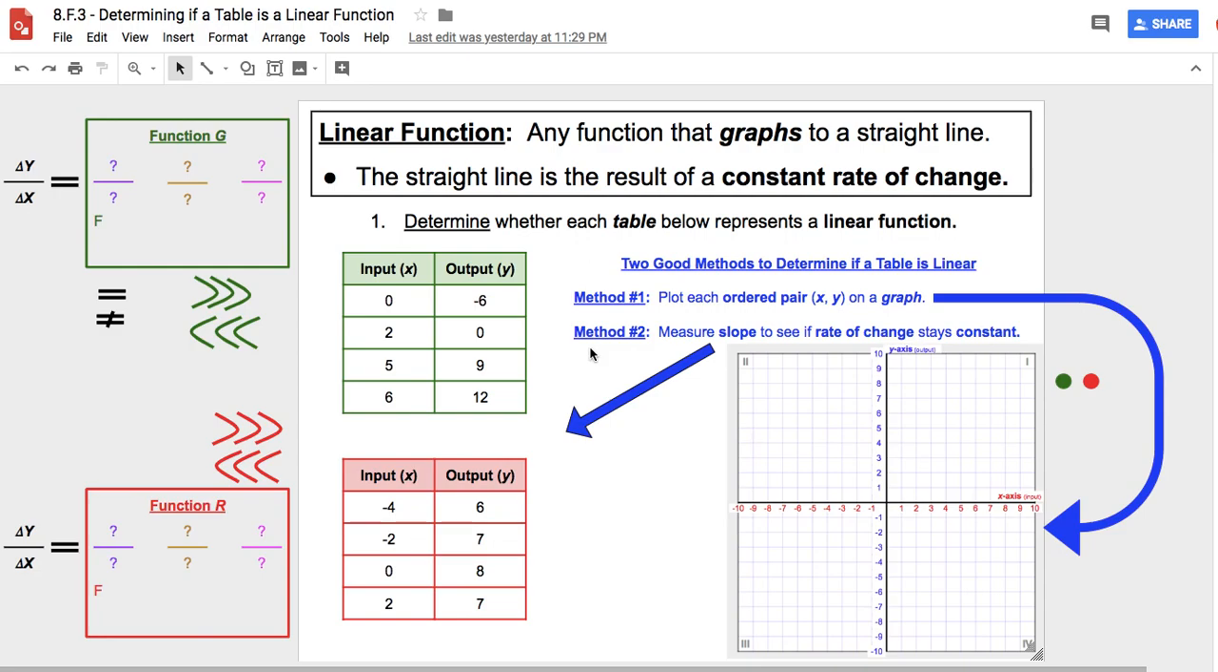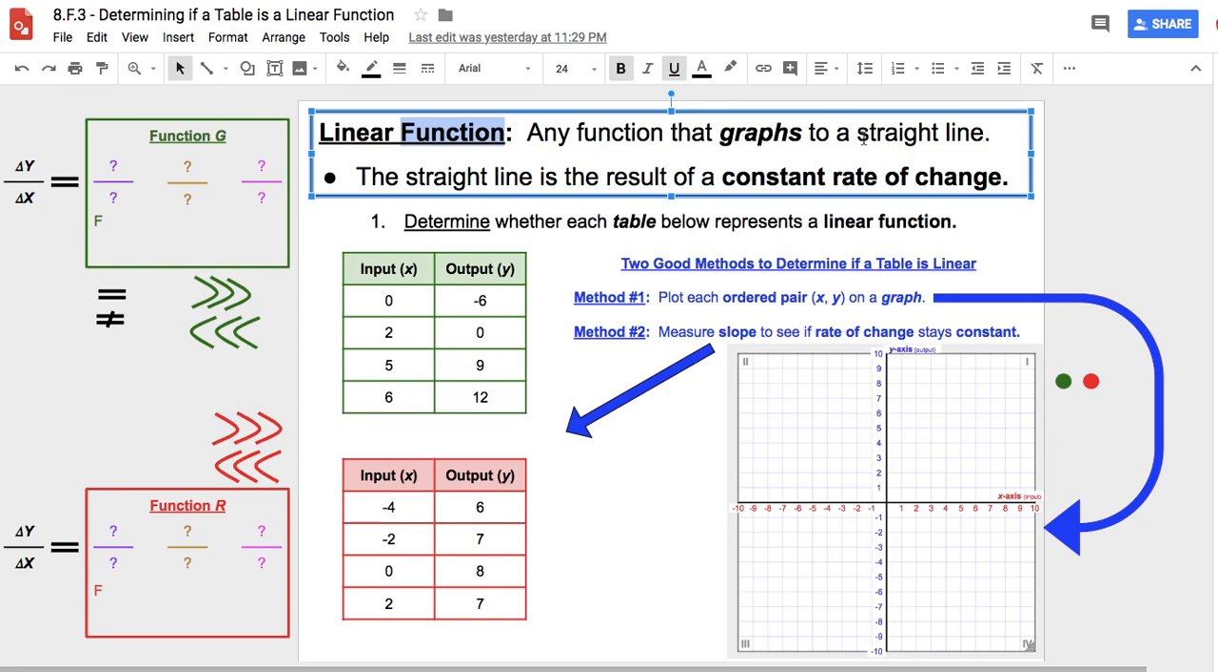This video continues to focus on linear and nonlinear functions. Specifically, we try to determine if a table is a linear function or not. Tables may be more challenging than graphs and equations to tell if they're linear functions, but again, we start with the definition of what a linear function is.